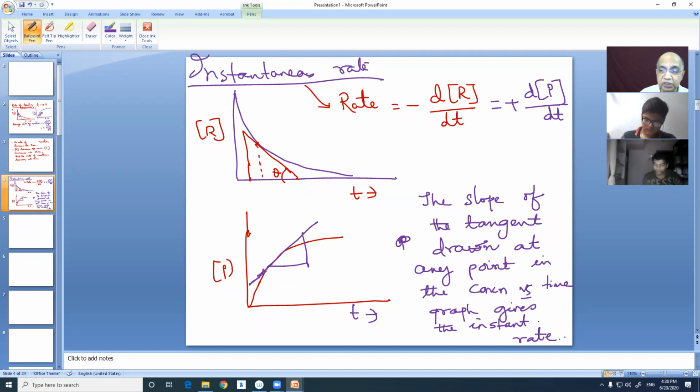The slope of the tangent drawn at any point in the concentration versus time graph gives the instantaneous rate. I just shortened it; you please write instantaneous rate, right? And interestingly, if you have already written, please listen to me. Give your 101% focus.